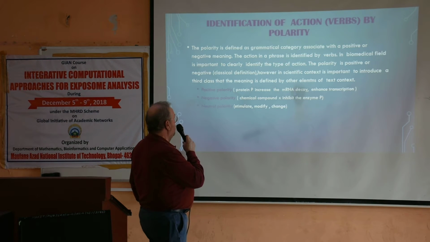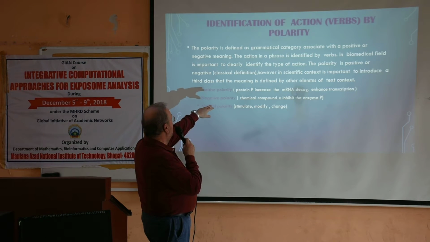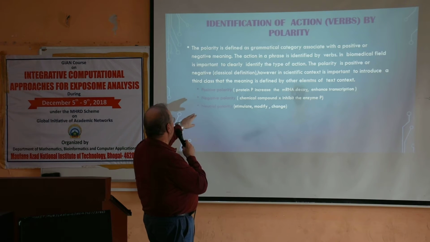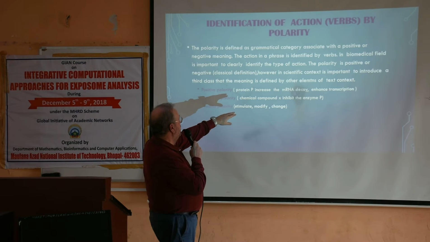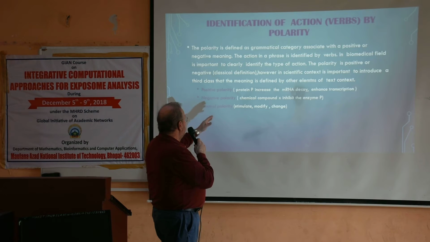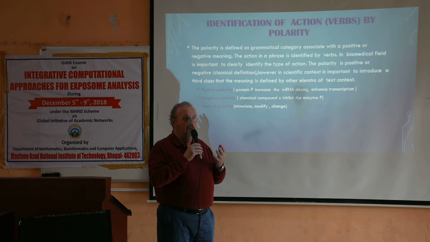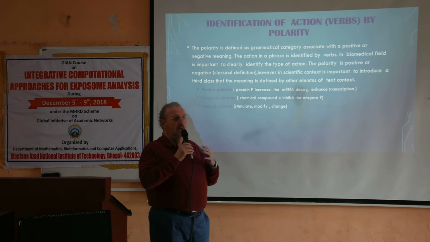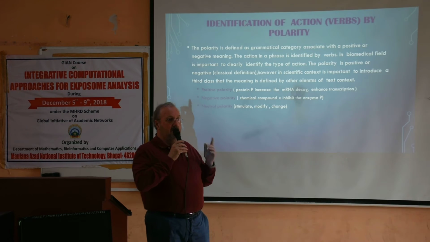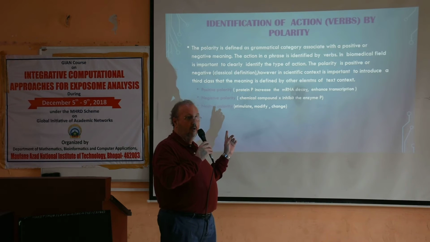of the context. For instance, positive and negative. The example: protein P increases the mRNA decay, enhances the transcription. Negative: chemical compound X inhibits the enzyme P. But we have neutral polarity: stimulate, modify, change, in which the meaning, positive or negative, is unknown, but depends on the context in which this word occurs.